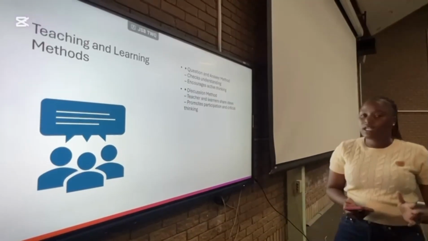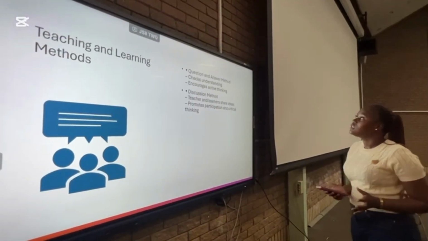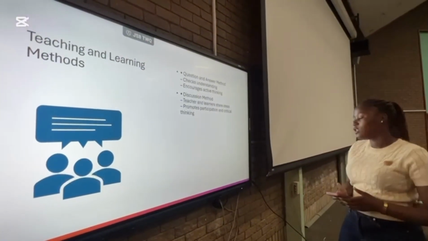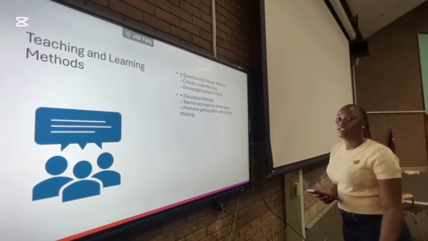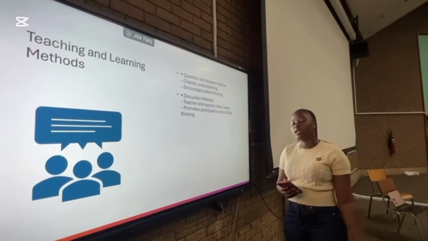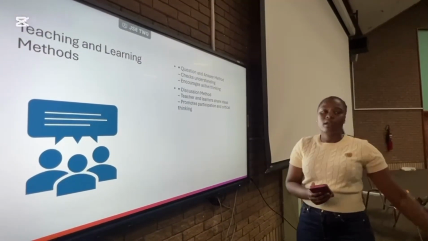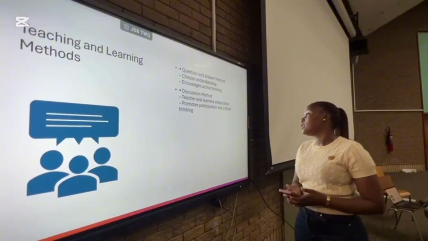We have teaching and learning methods. The first one is the question and answer method, which checks the understanding of the students and encourages active thinking. The second one is the discussion method, where teachers and learners share ideas, and it promotes participation and critical thinking.